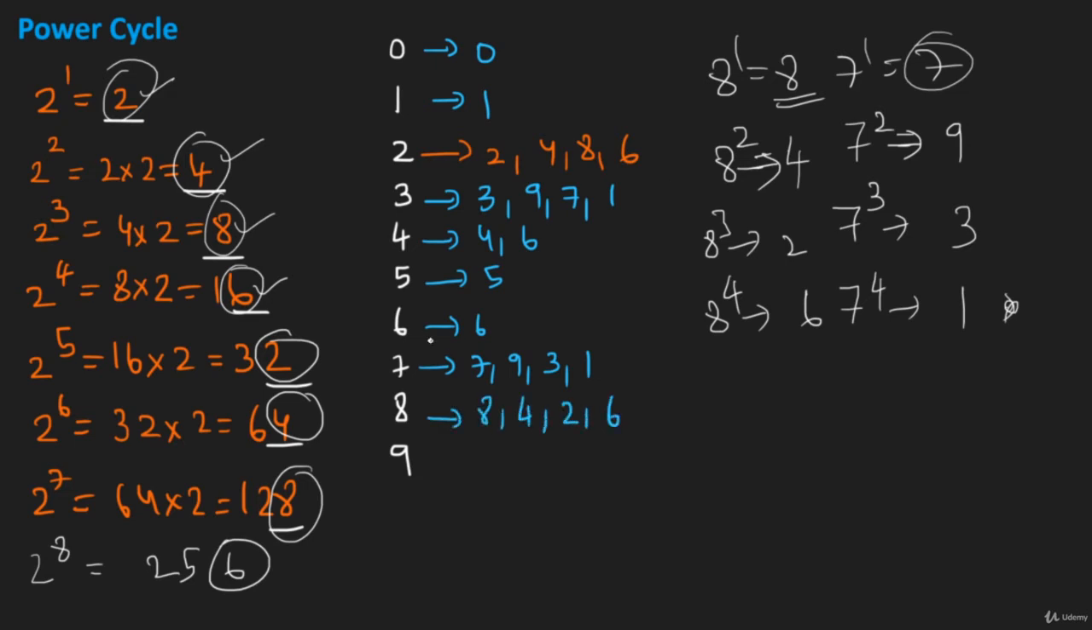Alright. Now in the case of 9, 9 to the power 1 is 9. 9 to the power 2 is 81. So I just write 1 in the unit digit. 9 to the power 3 again will have 9 in the unit digit. So 9 and 1 get repeated. So that's the pattern in the case of 9. Alright. So we have found these different patterns when these digits are raised to different powers.